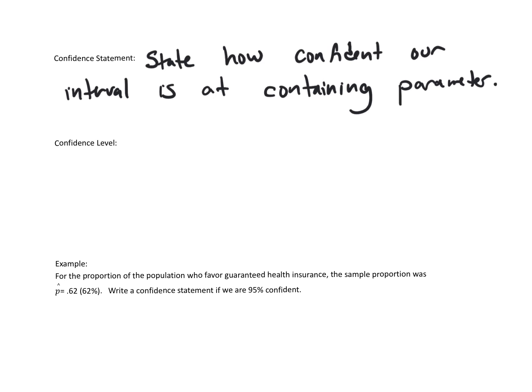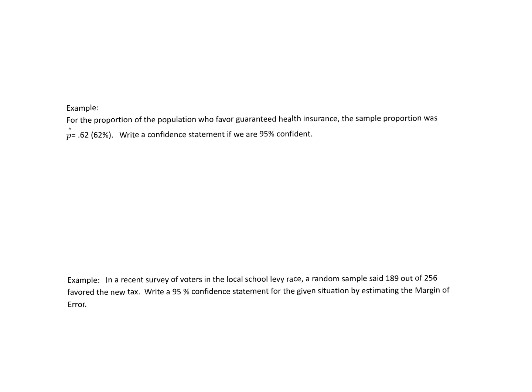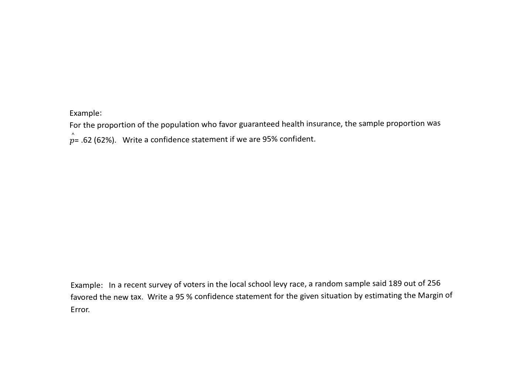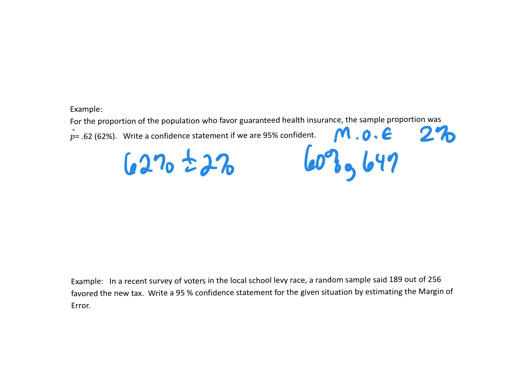So if I look at an example down here. For the proportion of the population in favor of guaranteed health insurance, the sample proportion was 0.62. Let's just say the margin of error, I didn't put it in here, is 2%. So our interval is going to be 62% plus or minus 2%, which is somewhere between 60 and 64.